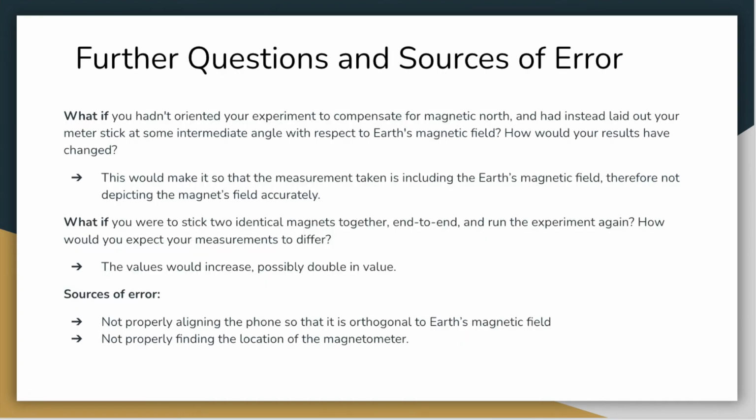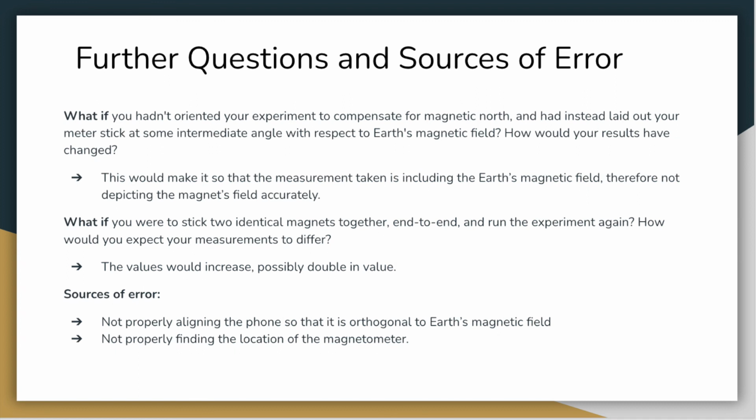If we did not properly orient our experiment to compensate for magnetic north, our measurement would also include the Earth's magnetic field, and this would offset our result. If we were to stick 2 identical magnets together and run the experiment again, the values would increase, possibly double in value, but that cannot be guaranteed, but the direction of the field will stay the same.